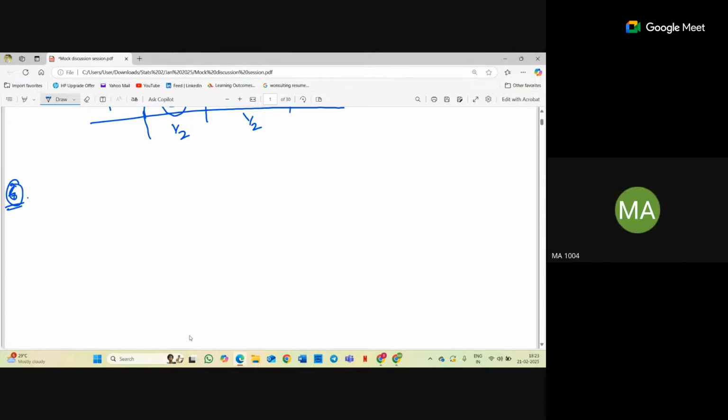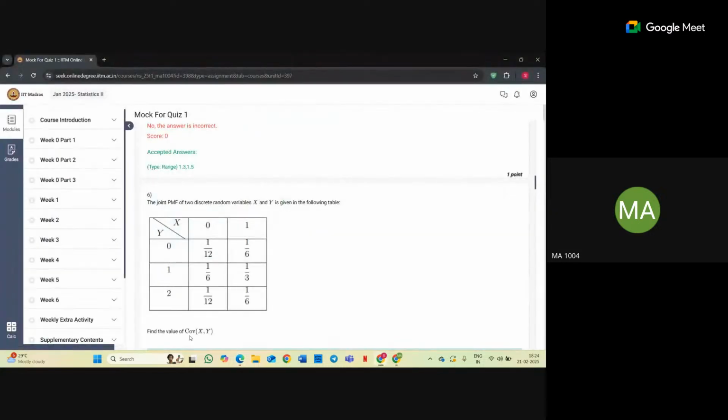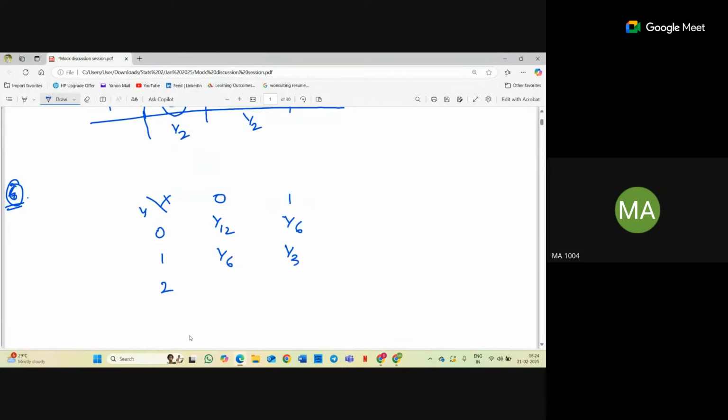Okay, so it's the sixth question, right? The table is x taking two values and y taking three values. So the values are 1 by 12, 1 by 6, 1 by 6. Then we have 1 by 12 and 1 by 6.